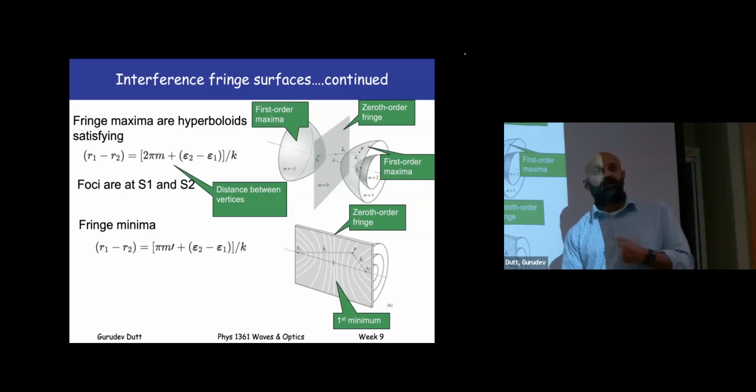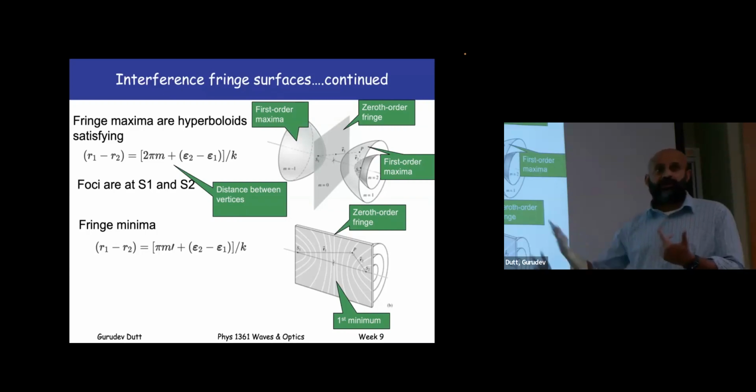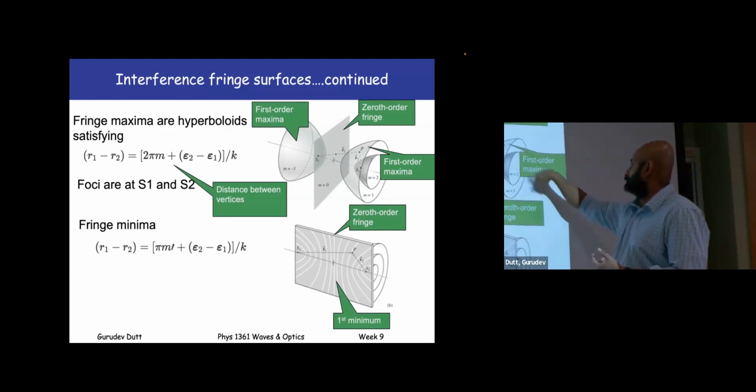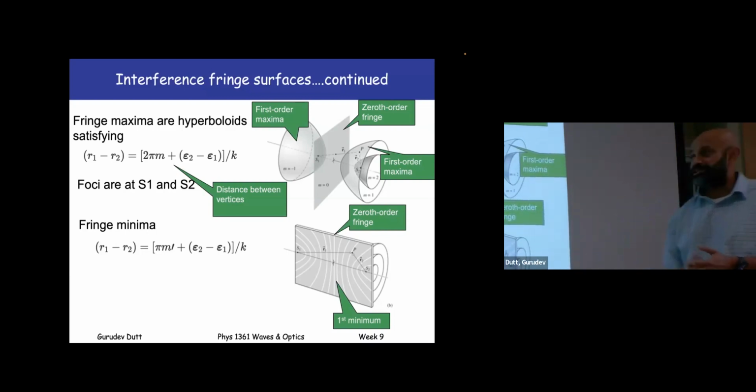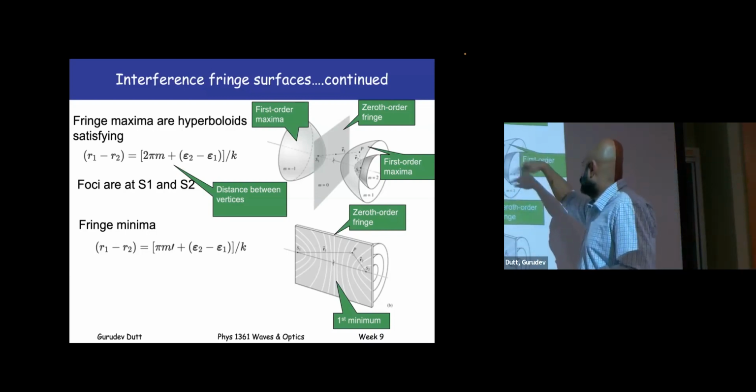That's because you may remember an ellipse is constructed by taking the sum of the distances between 2 points, which are called the foci, and making that a constant. When you take the difference between the distances from 2 points and make that a constant, you get hyperbolas. And in 3 dimensions, a hyperbola becomes a hyperboloid, which is a figure of revolution around the central axis between the points S1 and S2, the 2 sources. So that's where we are getting these hyperboloids from.